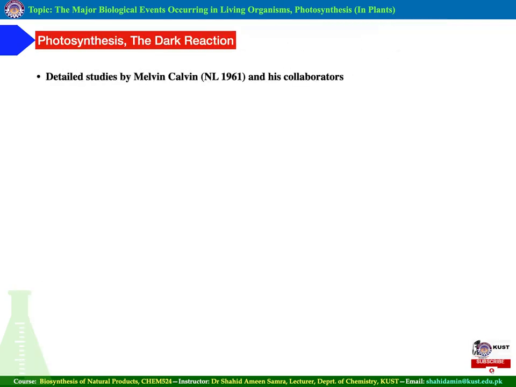Now we talk about the second phase of the photosynthesis process, that is the dark reaction. This reaction was studied in detail by Melvin Calvin in 1961, so it's named after Melvin Calvin.